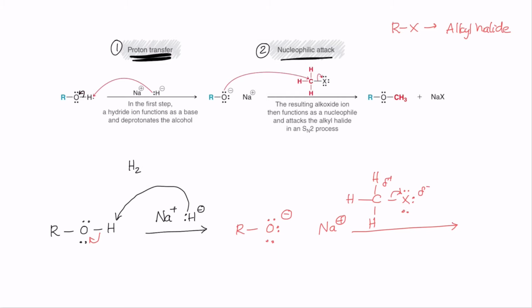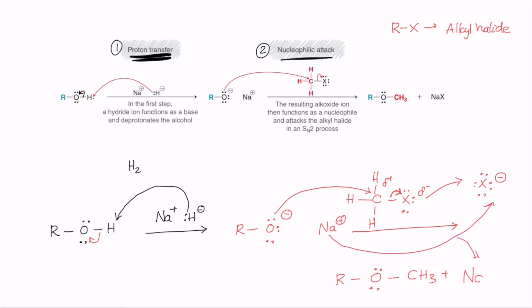attacks the carbon. Then the carbon will donate its electrons to the halogen and bond with the oxygen. This results in R-O-CH3, with the oxygen bonded to both. Now the X, which has taken 8 electrons, will move out, and the Na and the X will combine together and form NaX. So the byproduct is salt. If you use a methyl chloride, you get sodium chloride. This is how the reaction in general occurs.